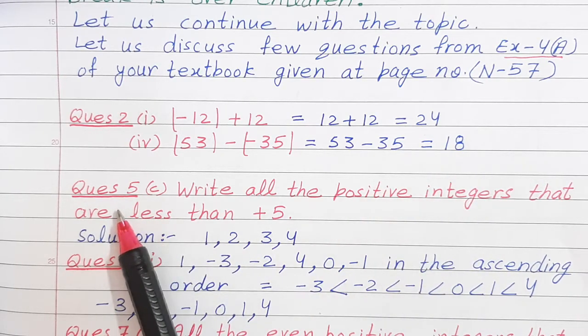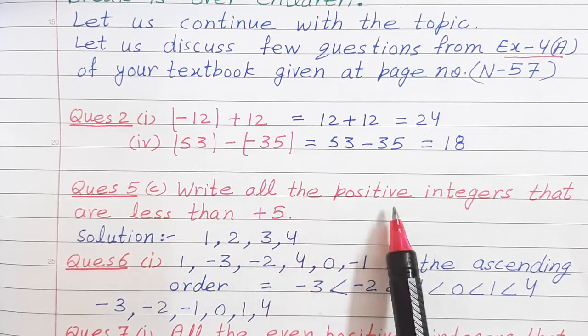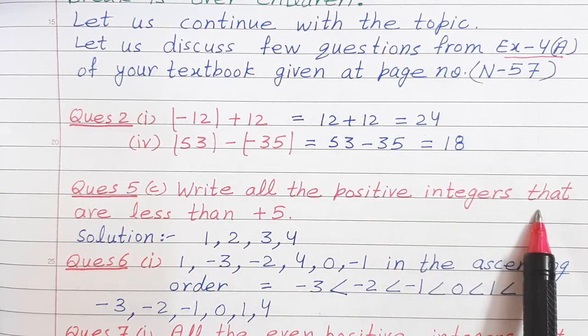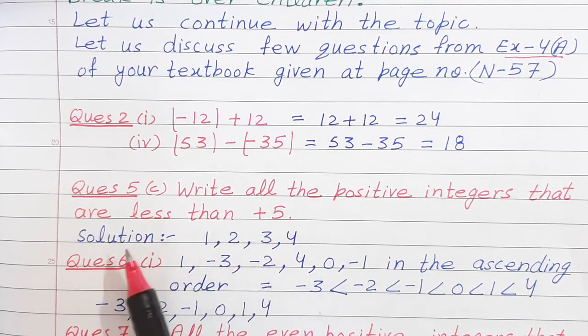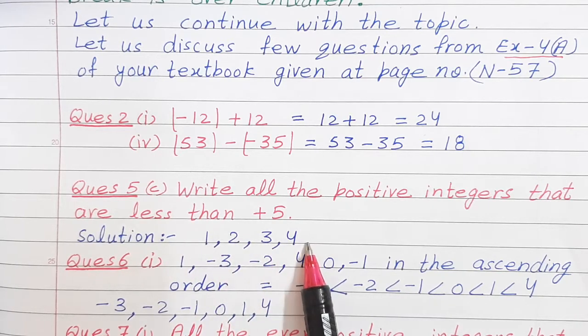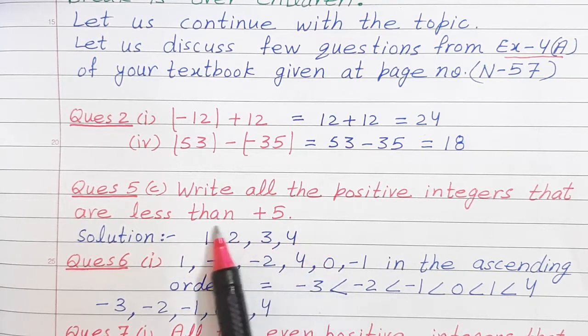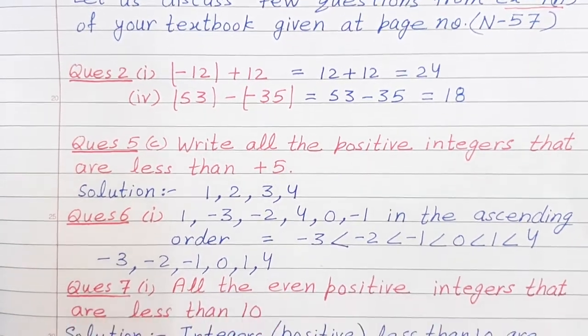Now see question number 5, C part. Write all the positive integers that are less than 5. So the answer is 1, 2, 3, 4. These are the positive integers which are less than 5. Clear? Now let us see the next question.